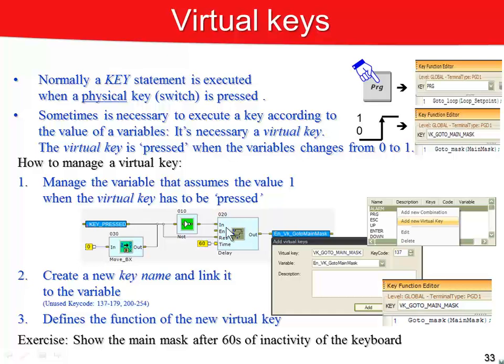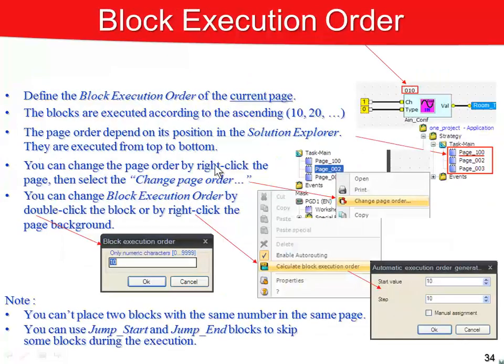What is important here is not the absolute number you use, but the relative order, because the blocks are executed in ascending order: 1, 2, 3, 4, 5, up to 9999, which is the maximum number.